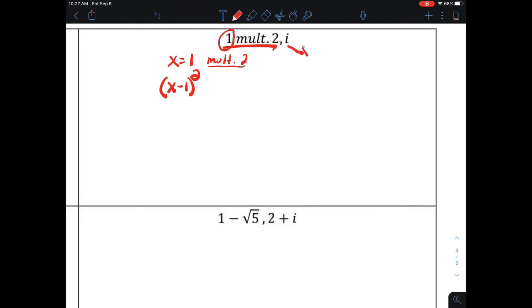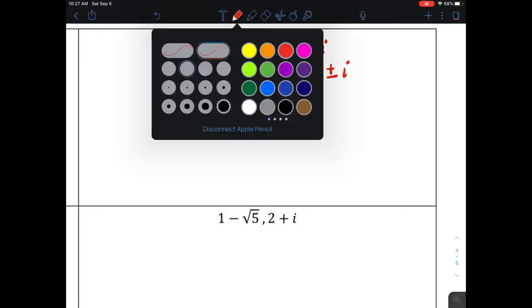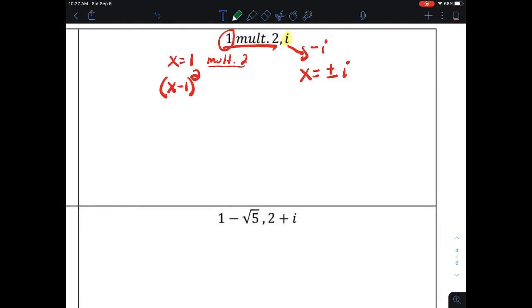And then now we have i. Now remember, according to part of our fundamental theorem of algebra, if you have that complex root, you have to account for its conjugate. So that means I also have to account for negative i being a factor. And so we have x equals positive or negative i. Now how do we engineer the factor that created the x equals positive or negative i as my complex zeros? Well, we're going to go backwards from the way we would solve a problem.